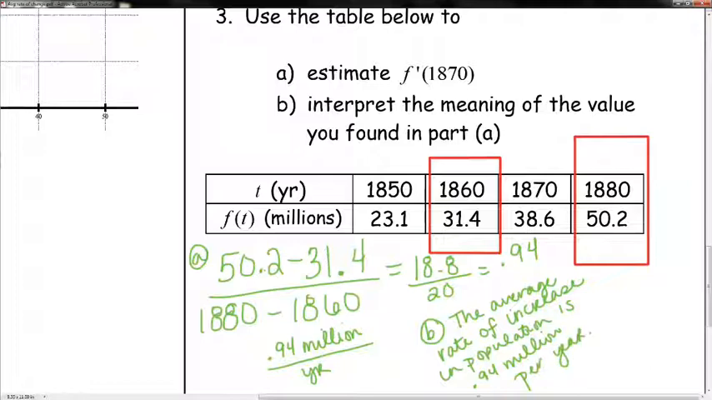Alright, well that just kind of sums up our average rate of change. Please keep the idea of slope with you because we're going to be talking about slope pretty much through December. Welcome to the first part of calculus.